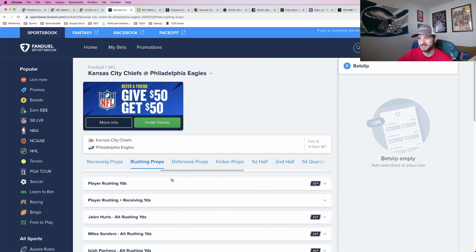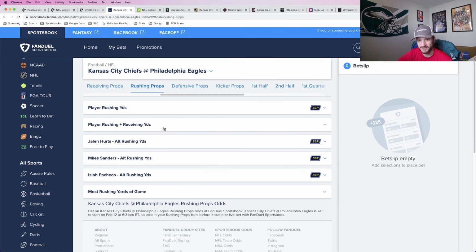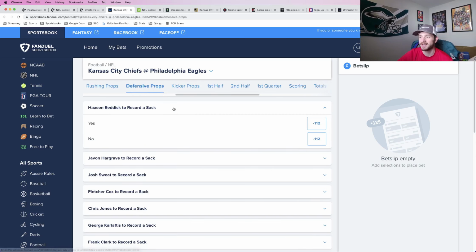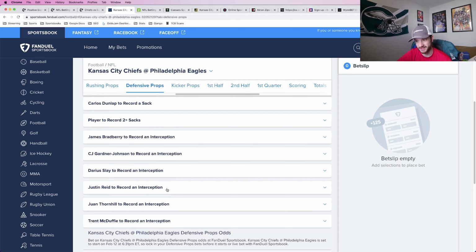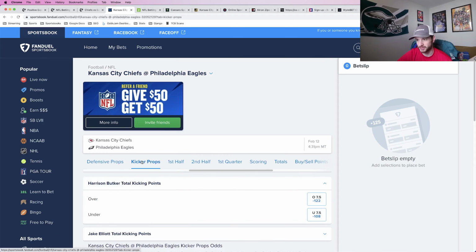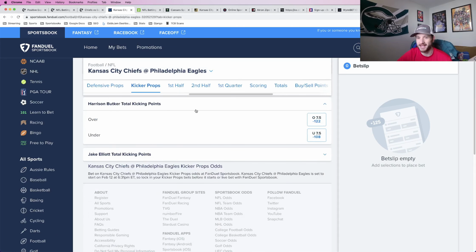Rushing is exactly what it sounds like. It's rushing yards, rushing plus receiving. You can also bet as soon as the game gets closer. There are different types of rushing, receiving, and passing props, like longest reception, rushing attempts, all that stuff. Defensive props is sacks, tackles, 2+ sacks, recorded interception, stuff like that. Kicker props, total kicking points. That stuff is pretty simple.